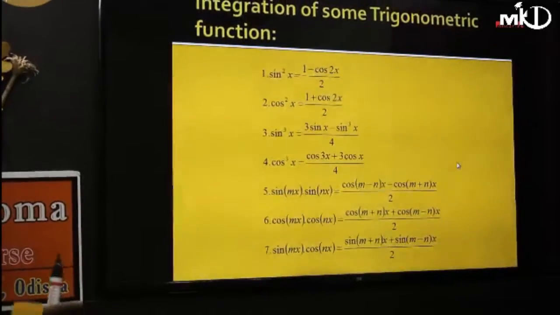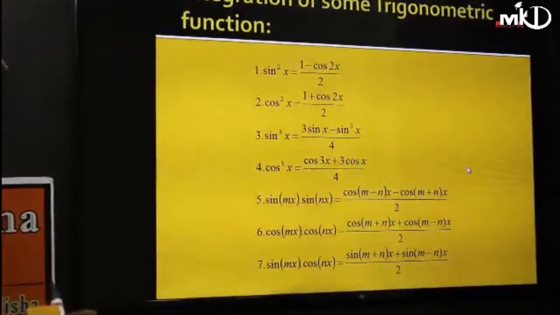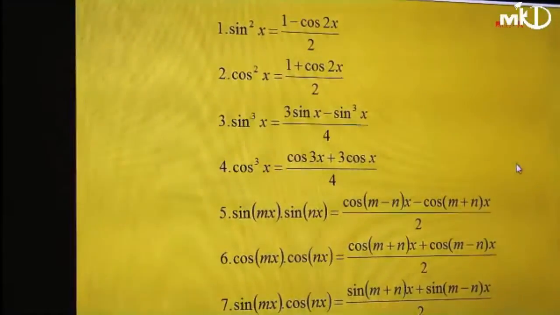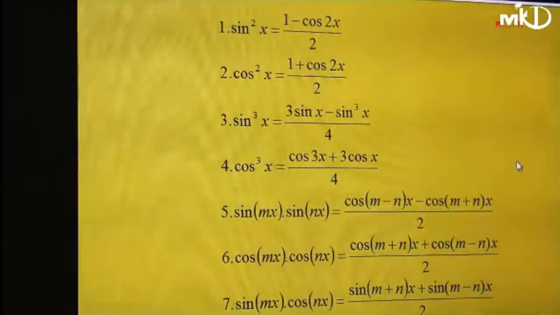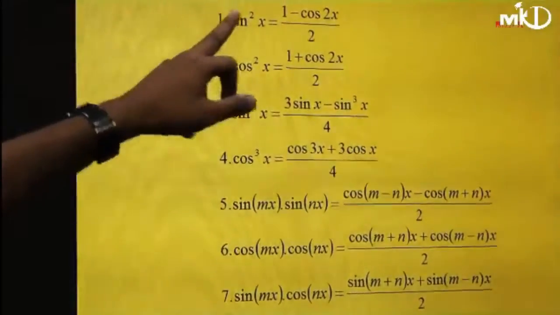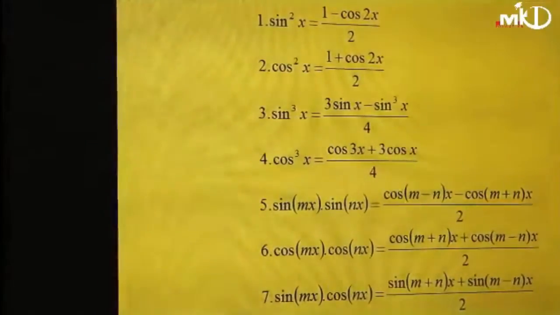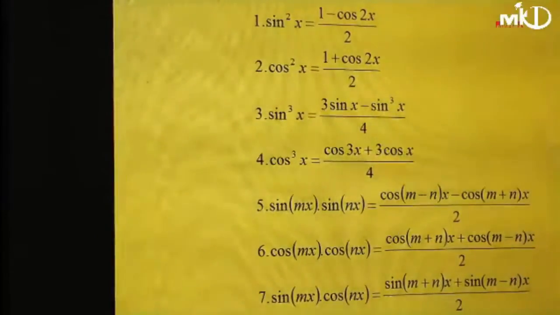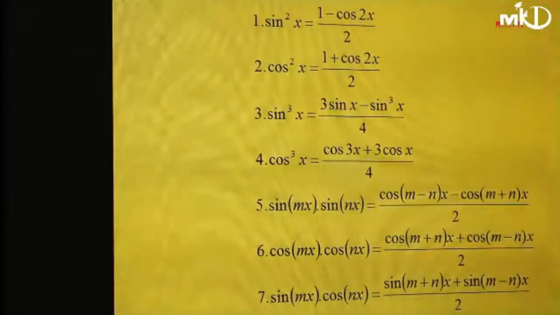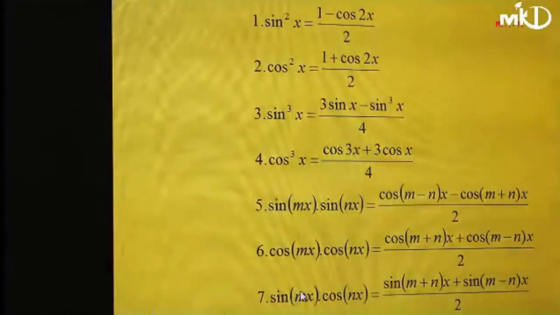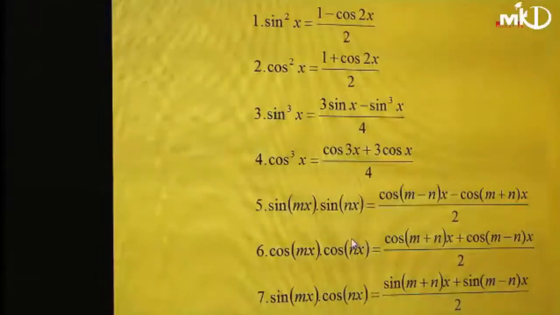These are some trigonometric formulas that you have to remember, and you can use them while doing integration. Suppose you have to find the integration of sin square x. We know sin square x is equal to 1 minus cos 2x by 2, and then we can find the integration. So by replacing sin square x by 1 minus cos 2x by 2, we can find the integration. You have to remember all these formulas, because in the assignments we will use some of them to find integrations.